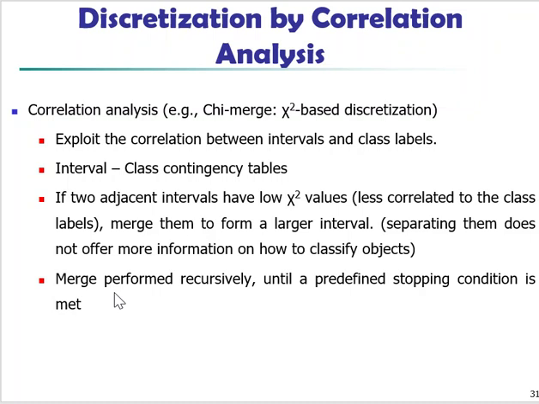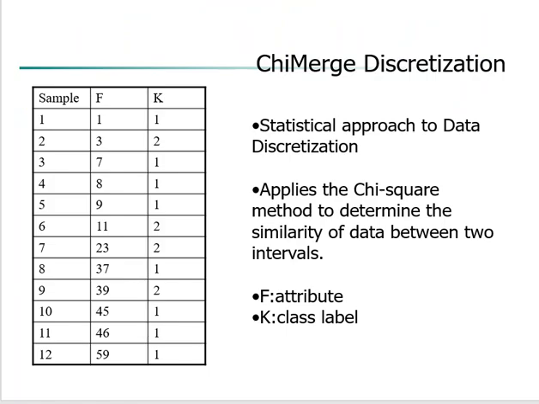One stop condition could be when all the chi-square values that we found among those interval-class contingency tables are greater than the critical value, to indicate that now the intervals and class labels are correlated. Okay. So I'm going to use an example to illustrate the process.